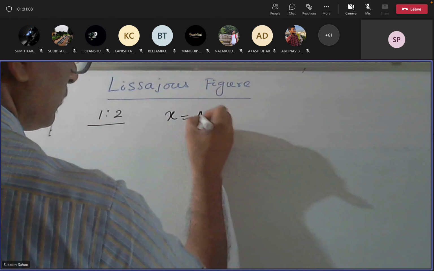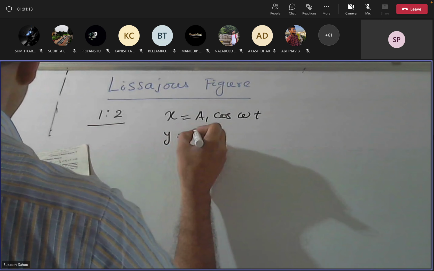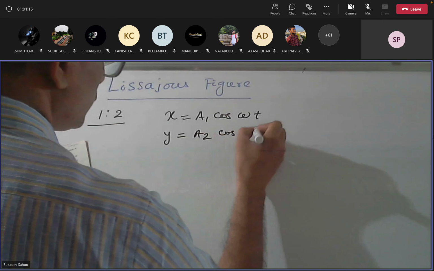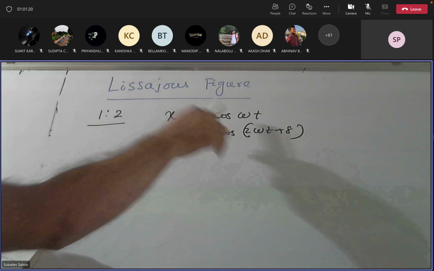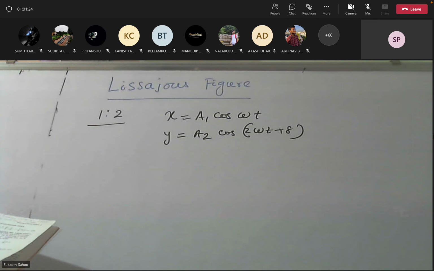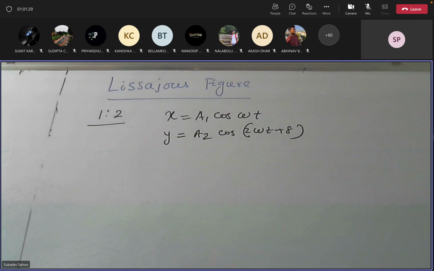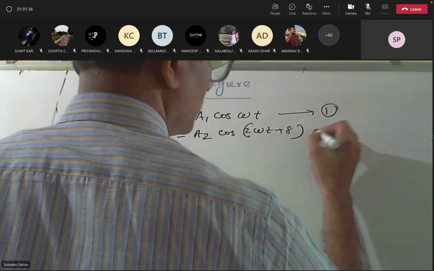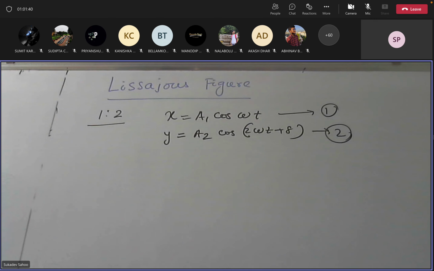So we can write x equal to a1 cos omega t, and the other one we can write y equal to a2 cos(2 omega t plus delta). Clear? Frequencies are in 1:2 ratio. Phase difference is delta. The shape of the Lissajous figures can be obtained either by analytical or graphical method. First, we will try to obtain the resultant motion or Lissajous figure by the analytical method. The procedure is the same.